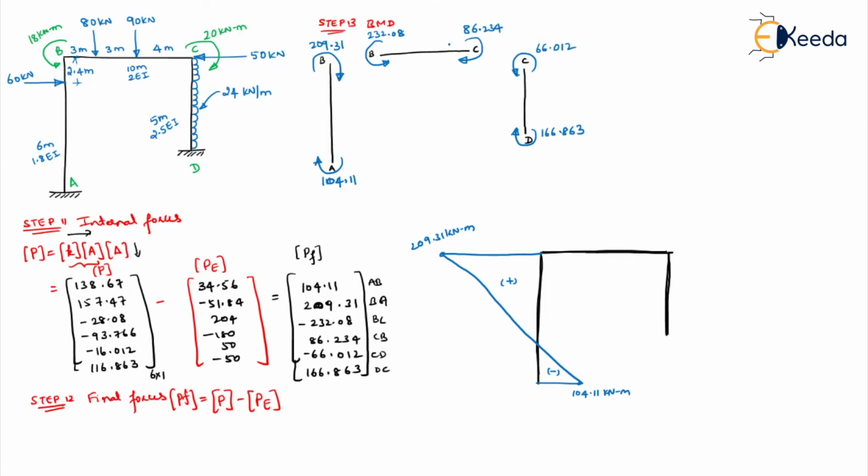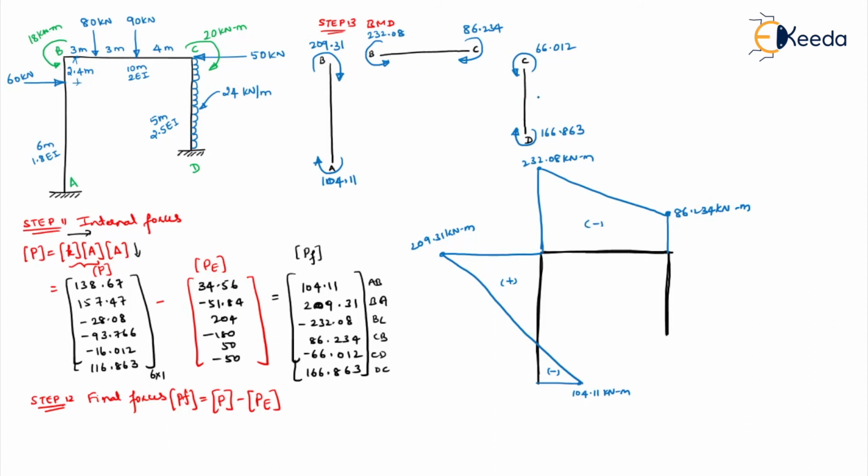Right. Coming to this, this is hogging the beam. So it will be a negative value. Both are pushing it up. So here it is how much? This is 232.08 kilonewton meter. And this is somewhere around 86.234 kilonewton meter. Right. So we'll just connect this with a linear line. These are linear lines. So this is negative because it is hogging the beam.